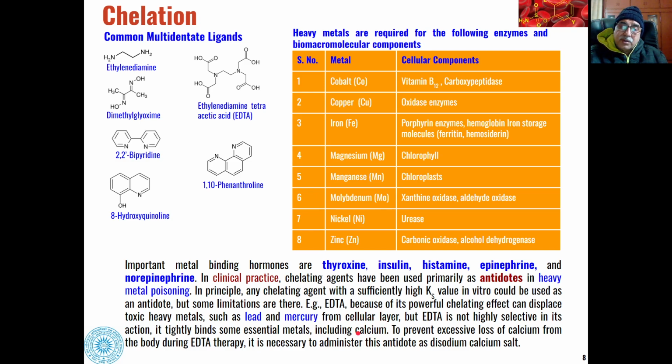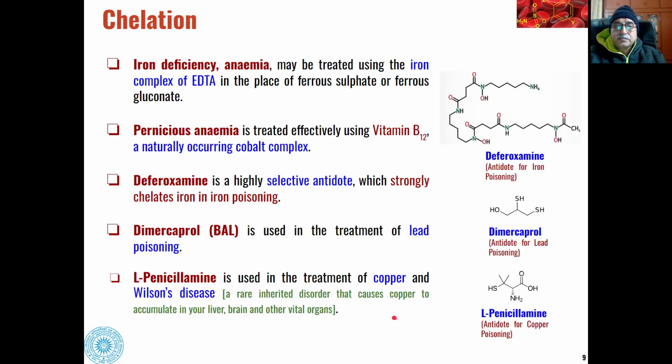So therefore, when EDTA is being used as an antidote to remove these metal ions, we need to give some additional drugs to the patient undergoing therapy, in the form of, say, disodium calcium salt. An additional drug is to be given so that there is no excessive loss of calcium from the body during this EDTA therapy for that patient.